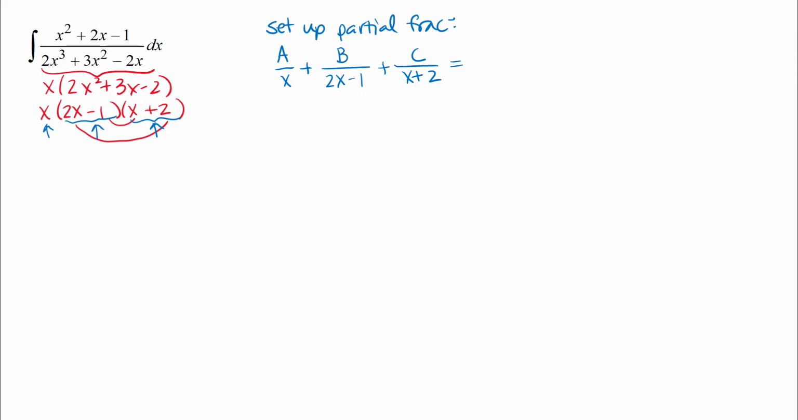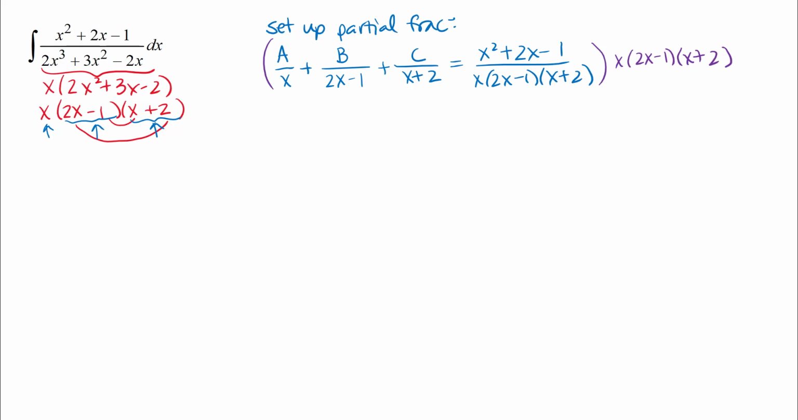Okay, so there's the partial fraction set up, and then I want to set that equal to my original expression. I'm going to write that with the denominator in factored form though. Okay, so then at this point you want to just multiply through by the common denominator. So our common denominator is x times 2x minus 1 times x plus 2. And the whole point of multiplying through by that is to clear the fractions.